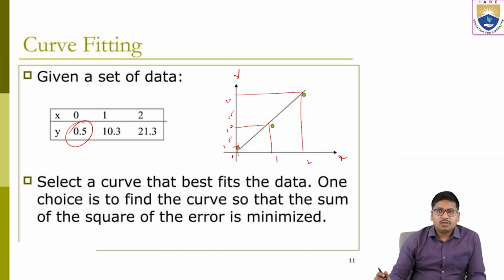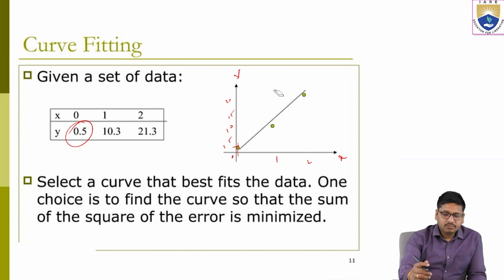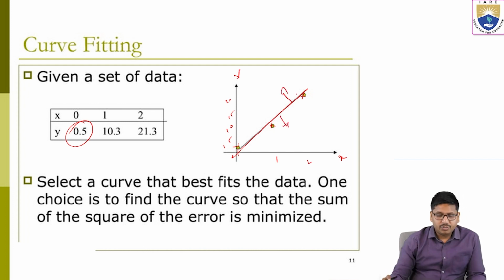So how can we construct a curve? Once you mark all of these, I can draw a line. Then I have to find out whether the points lie below this line or above this line. So select a curve that is the best fit for the data. The choice is to find the curve so that the sum of the squares of the errors is minimized here.